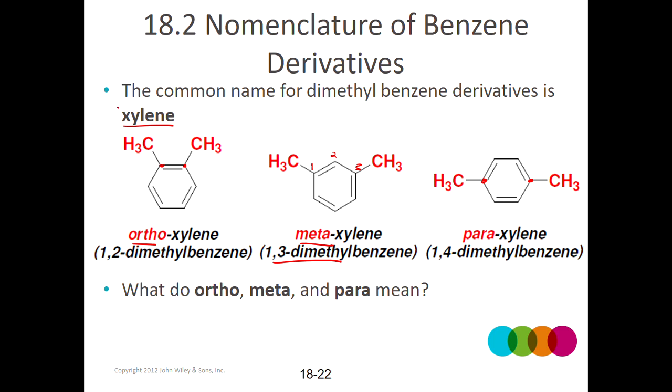So if you use xylene as the parent name, that includes the methyl groups. But since there are different constitutional isomers of benzene that have 2 methyl groups, you would at least have to indicate which 2 carbons those 2 methyl groups are connected to if you were going to name it as xylene.